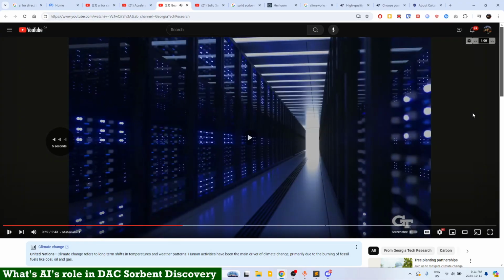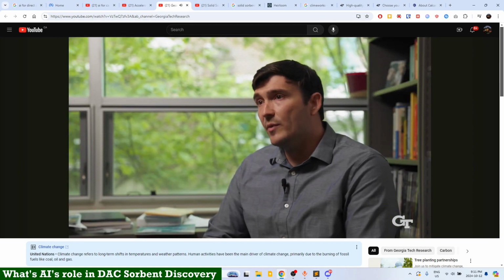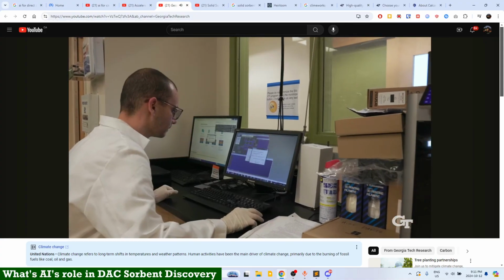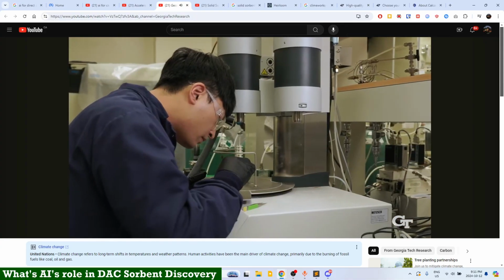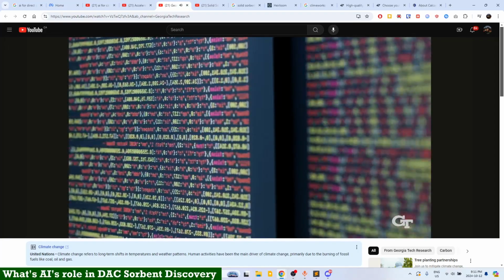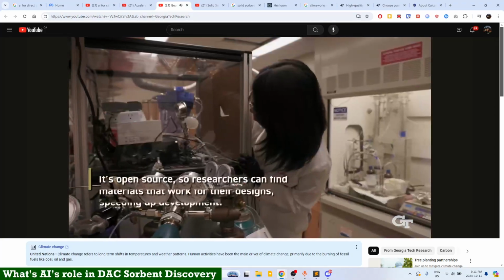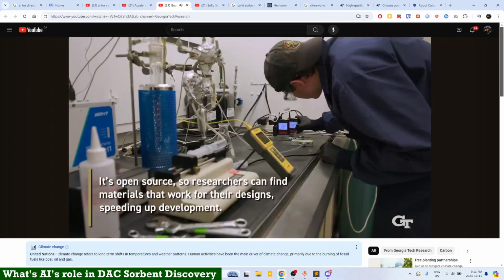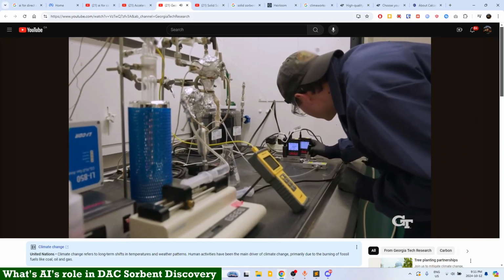However, they recognize that they need new materials to do that. And so our team was able to use a combination of chemistry and materials knowledge along with knowledge of relevant conditions for direct air capture, the relevant chemistry for direct air capture, to create inputs that Meta's team could use to generate the database. Interesting. It's open source, researchers can find materials. Okay, got it.